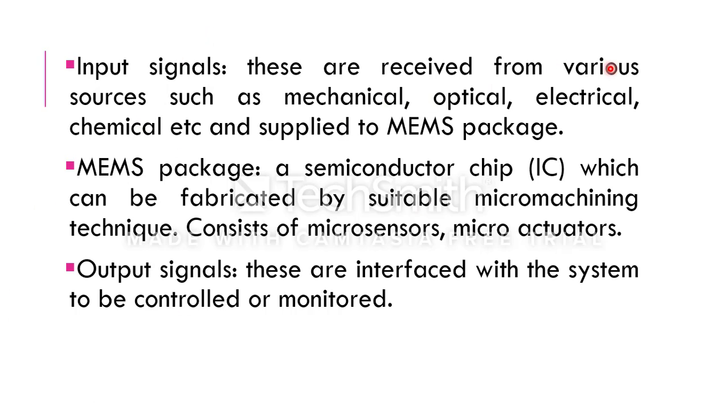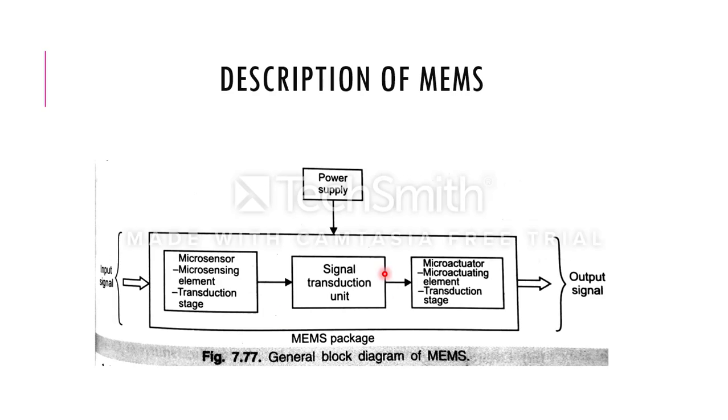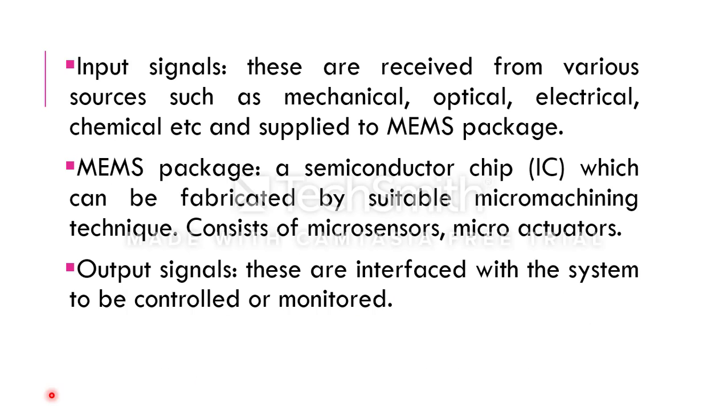So they are received from various input signal microsensors. Some input can be mechanical, optical, electrical, chemical, or anything as such. And how does the signal transduction work? It is a chip which can be fabricated by suitable micro machining techniques. And the output is interfaced with the system to be controlled or monitored. Any output which we need, that is the result or the measurement, say a scale or something, is connected to this chip.